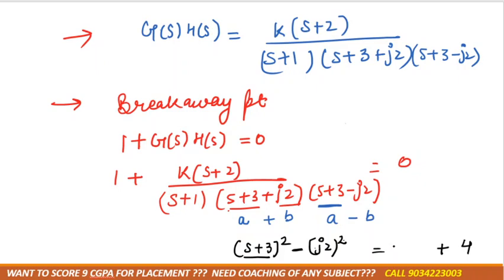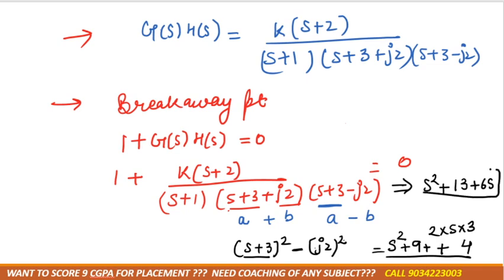Now if I open this formula (a plus b) whole square, it would be a square plus b square plus 2ab: 3 square is 9, plus 2 into s into 3, correct. So if we solve it further, what we'll get? s square plus 9 plus 4 is 13, plus 6s, right? So basically if we solve this term, we'll get s square plus 6s plus 13. Got it?